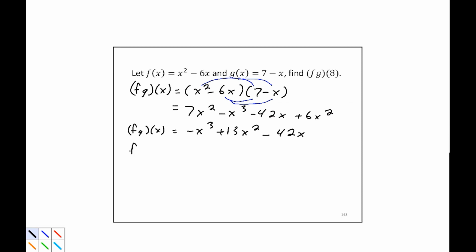To find f times g of 8, I'll replace x with 8. So negative, parentheses, 8 cubed, plus 13 times 8 squared, minus 42 times 8. Now I'm going to put that in a calculator and do that all in one step. Negative 8 cubed plus 13 times 8 squared minus 42 times 8 is minus 16.